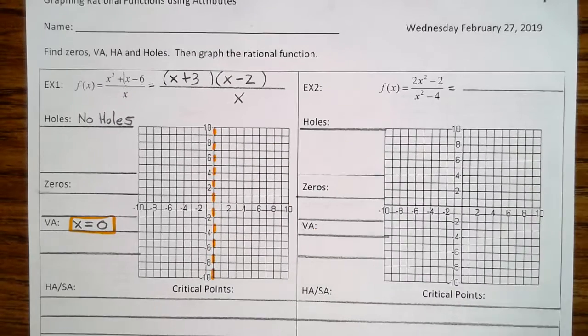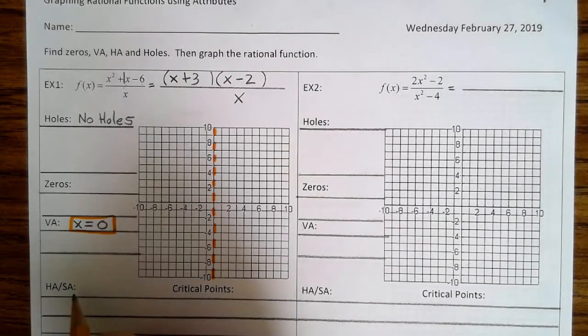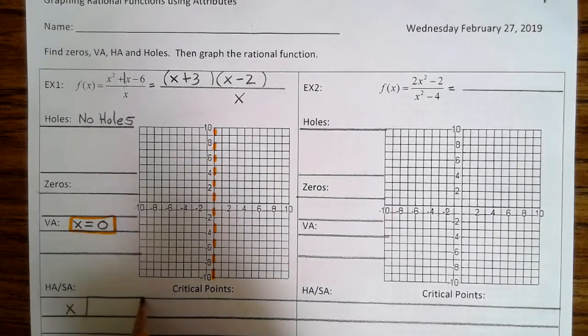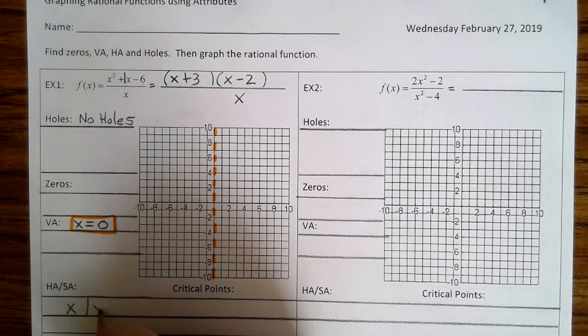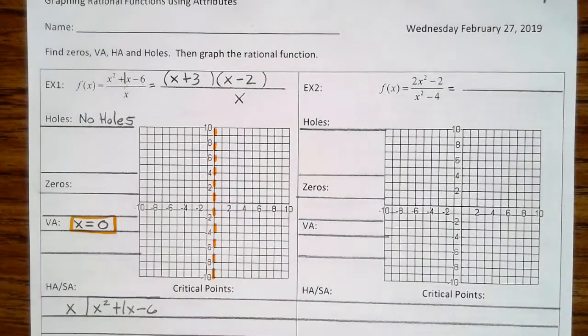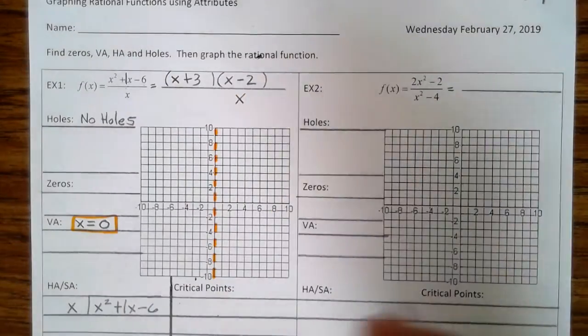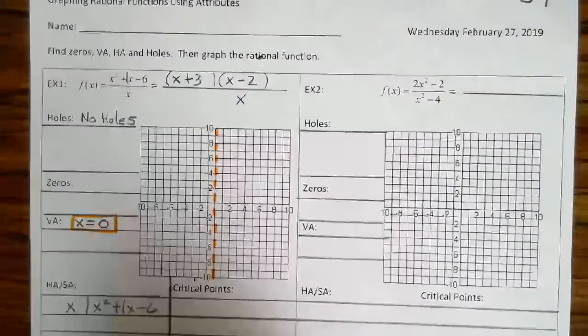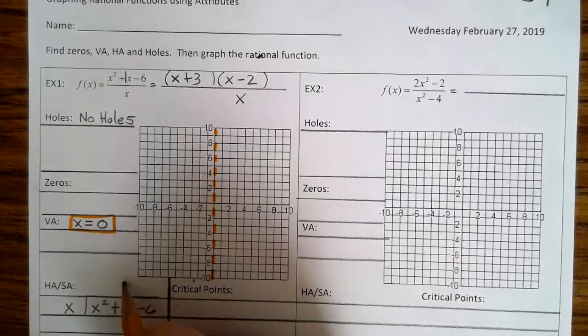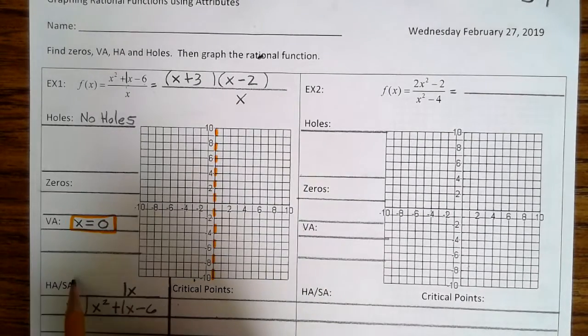Okay, now next step is to find the horizontal asymptote or slant asymptote. So to do that, we divide x into x squared plus 1x minus 6. Make sure we don't steal space from the critical points. All right, so the first thing you ask yourself is, what do you multiply x by to give you x squared? The answer to that is 1x. As soon as you get an x in the quotient, we know it's a slant asymptote.